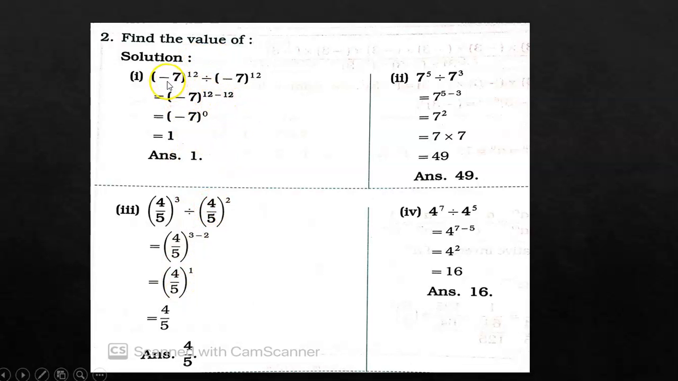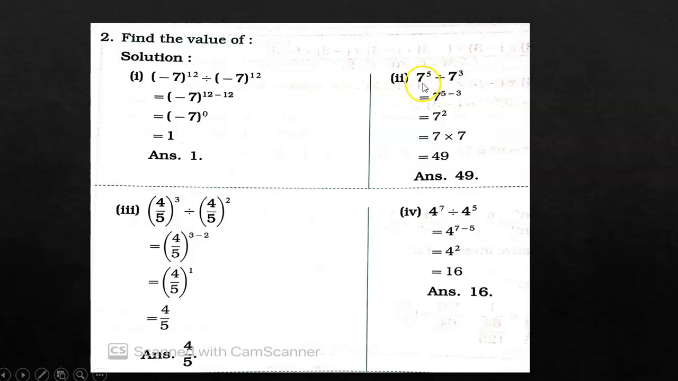The first one is minus 7 raised to 12 divided by minus 7 raised to 12. So this is minus 7, base is the same, raised to 12 minus 12. Please write the law over here. 12 minus 12 is 0. So minus 7 raised to 0. We know that a raised to 0 is 1. So the answer is 1. Over here also you will write that law which we are using. So this is how we are solving and finding the value further.